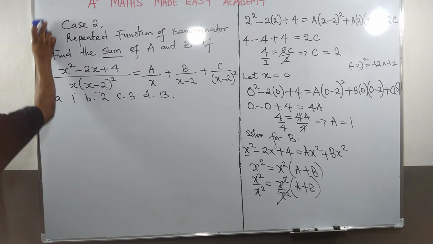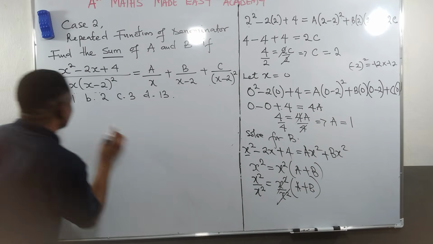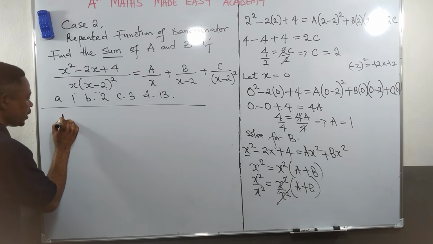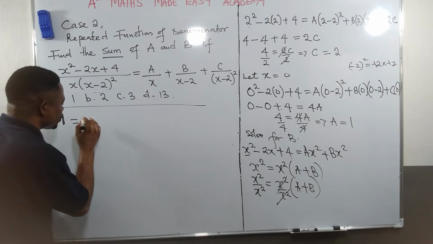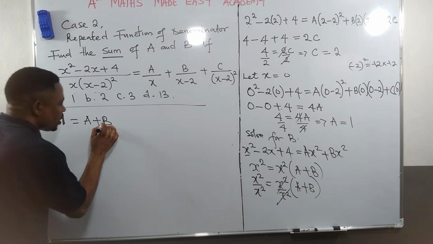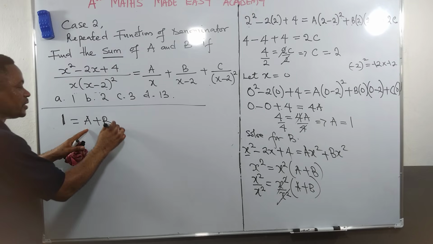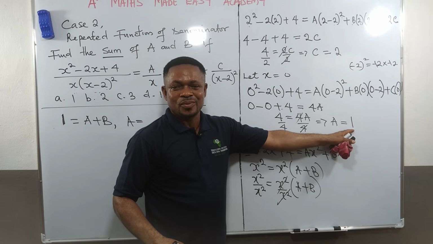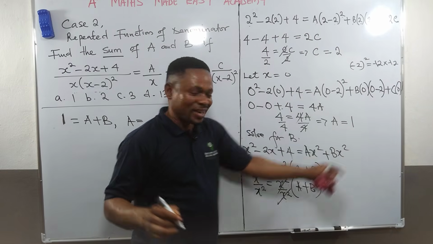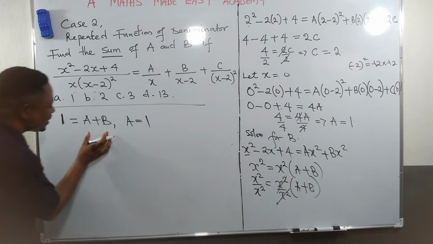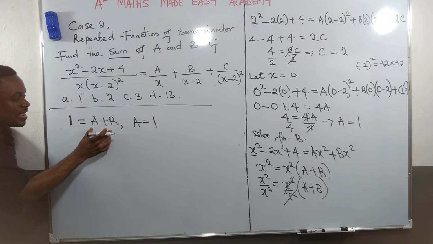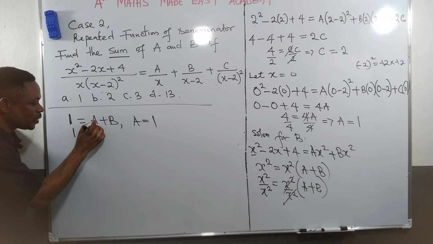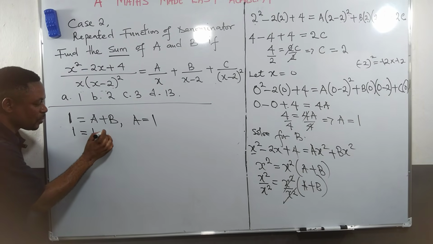Now let's go. If you cancel it, x squared over x squared will give you 1. Then equal to what is remaining: A plus B. Now we have already known A. Don't forget that we have already calculated for A. Look up. The value of A is 1. So anywhere we come across A here, we remove it and put 1. So we have 1, then equal to, A is 1, plus B.